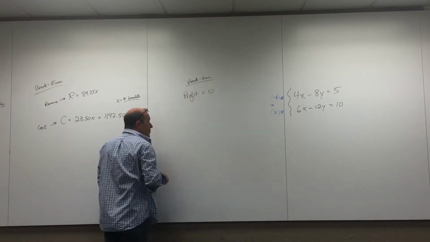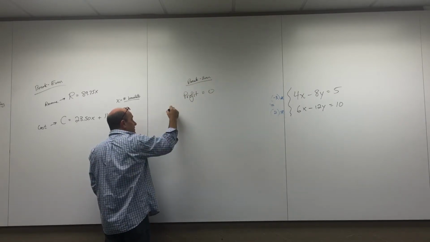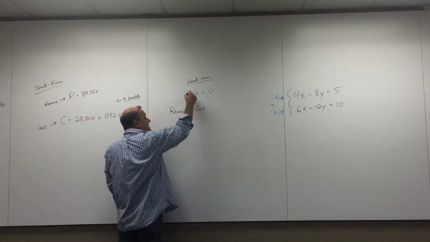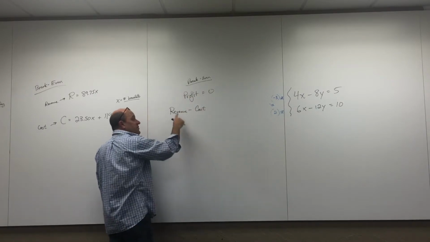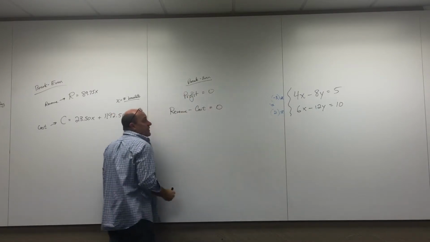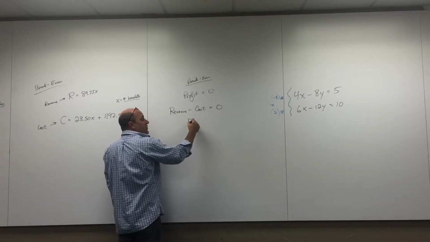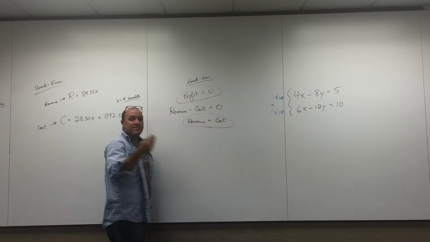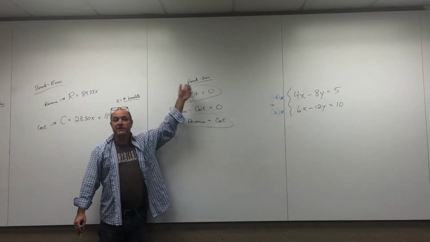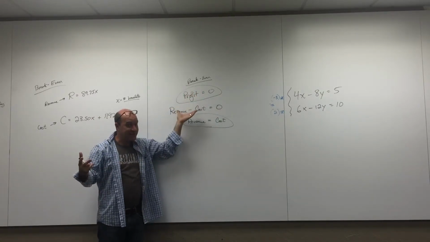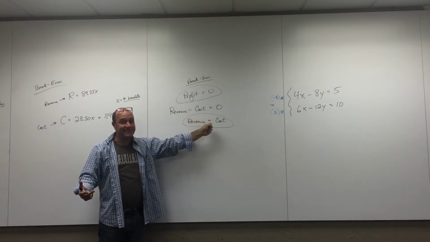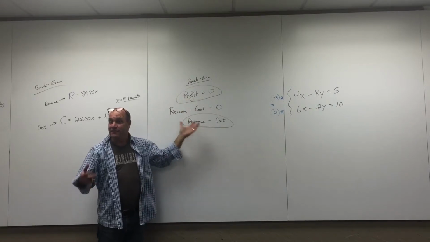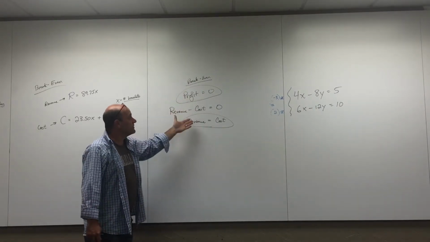Now, what is profit? Do you remember what profit is? Revenue minus cost. Revenue minus cost is profit. So if the profit is 0, that means the revenue minus the cost has to be 0. And if you move the cost over, that means the revenue has to equal the cost. So there's two ideas to break even. Your profit is 0, or said another way, your revenue equals your cost. It's the same idea written in two different ways. To break even, it's either one of those two.